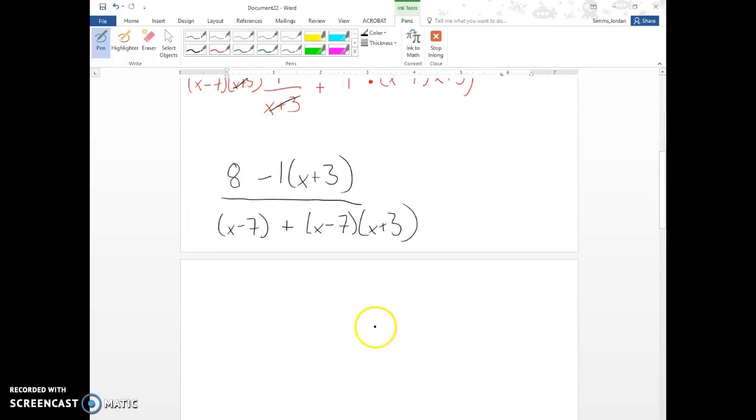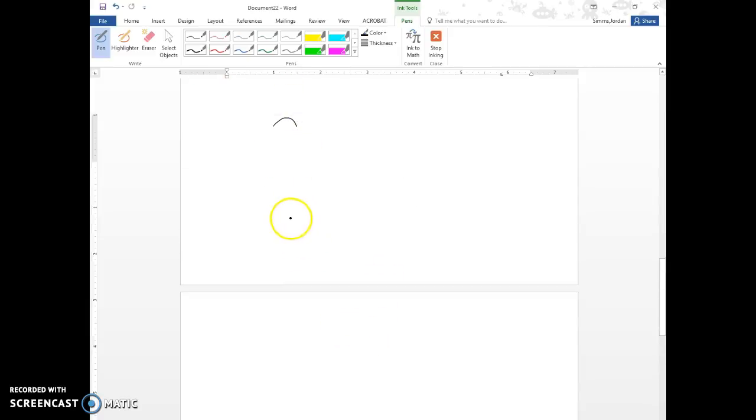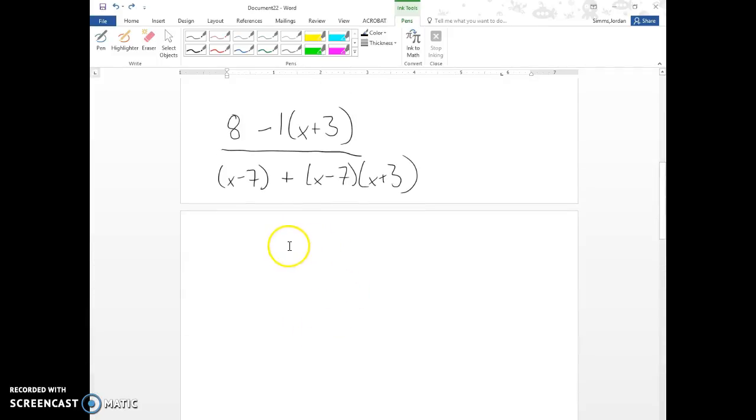Okay, so now with this numerator I can distribute. Oh, sorry. Pen's fighting me on that one. So as I was saying, with the numerator, I can distribute that. So I'm going to have 8 minus x minus 3. Okay, I just distribute there.